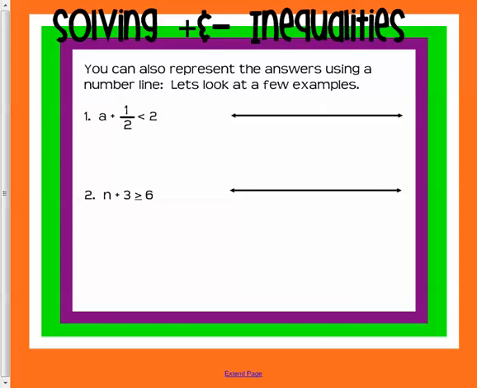Now let's talk about graphing these. You can represent these answers on a number line. For example, in this one, I would take 1/2 away, and a would be less than 1.5.